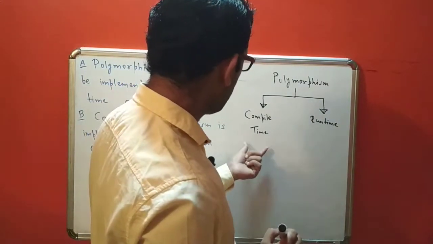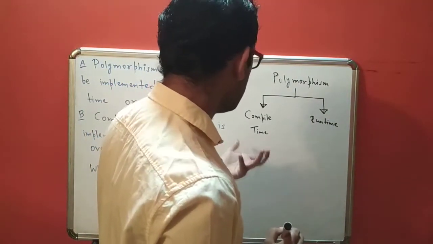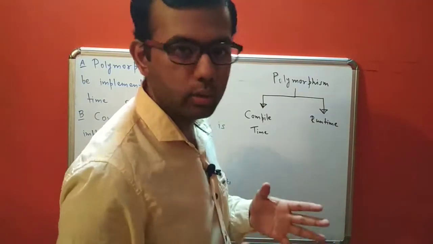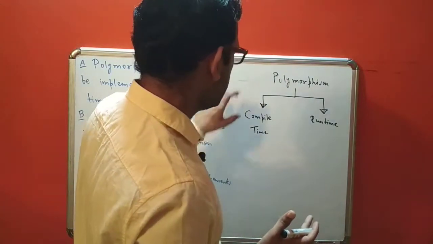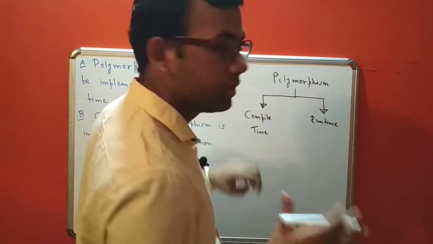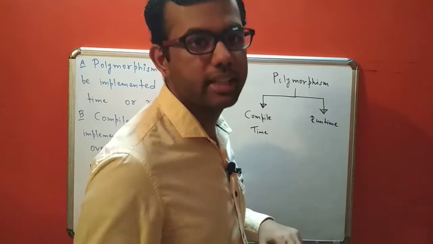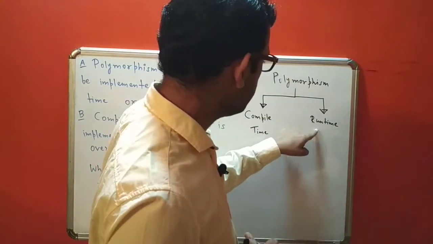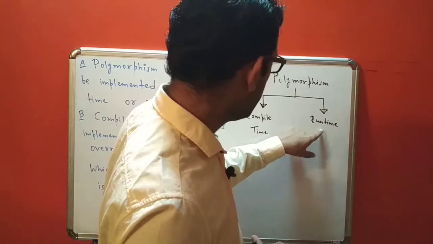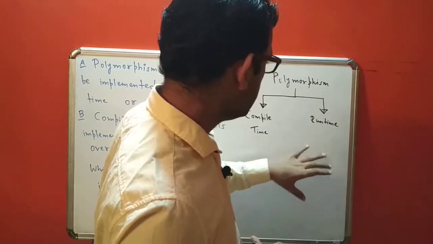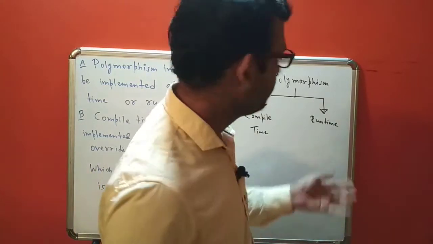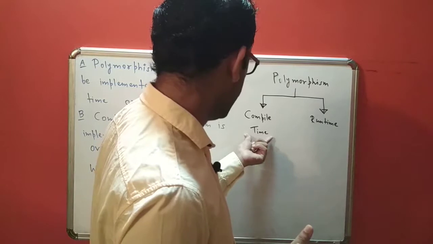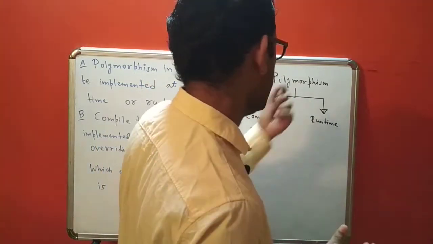In compile time polymorphism, the resolution of the entity to the scenario is done at compile time. Compile time polymorphism means to resolve the entity which has taken multiple forms at compile time. And what is runtime polymorphism? Runtime polymorphism refers to resolving the multifaceted entity at runtime. Instead of leaving it at compile time, we defer it to runtime.